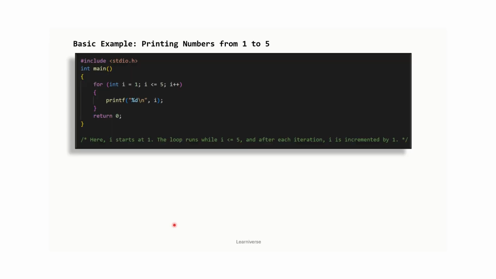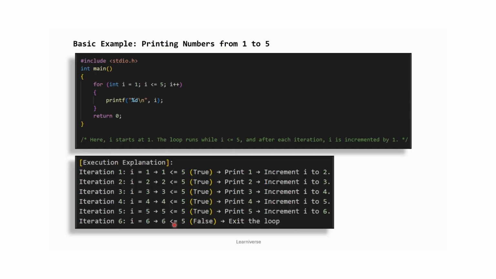Let's consider one basic example. It prints numbers from 1 to 5. This is the code snippet. Here we have initialized i to 1, and the condition we are checking is the value of i less than or equal to 5, and also we have an increment statement here. Now let's understand the execution path.